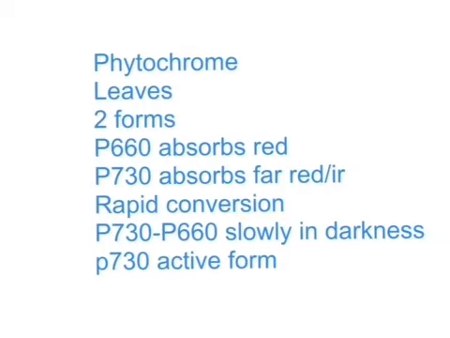So, in summary, phytochrome is a photoreceptive pigment found in the leaves. It exists in two forms. P660 absorbs red, P730 absorbs far red. Those are both rapid conversions, but P730 slowly breaks down to P660 in darkness. And here's our new bit today. Today's lesson is going to focus on this phrase: P730 is considered the active form.